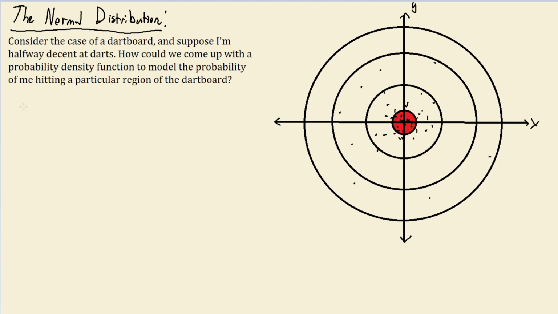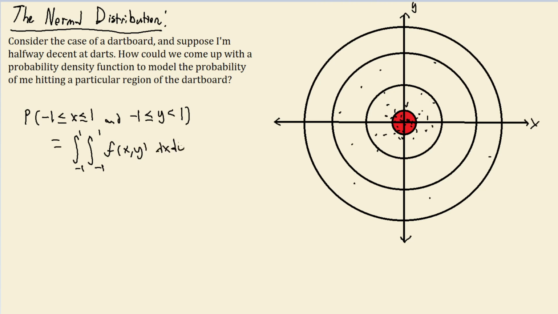And so the way that we would express this mathematically is we'd say, for example, the probability of x being between -1 and 1, and y being between -1 and 1, is going to be equal to the area under some surface, which is given as a function of x and y, with respect to x and y. And so this function here is going to be the probability density function that we're looking for.